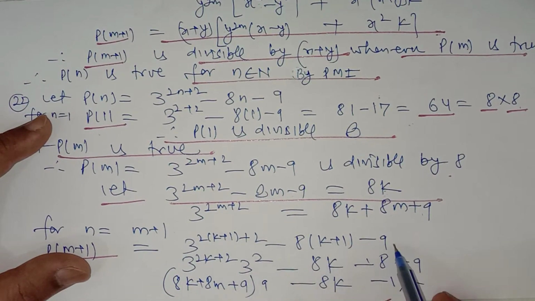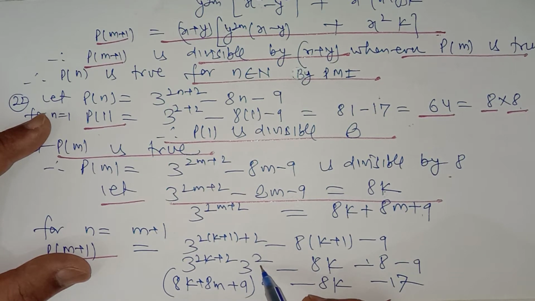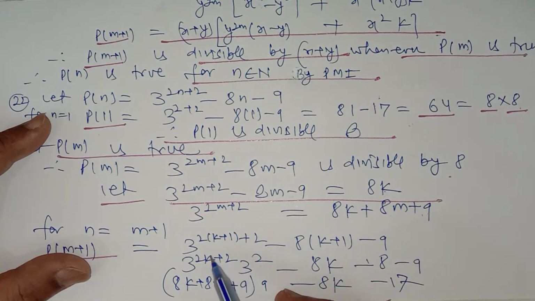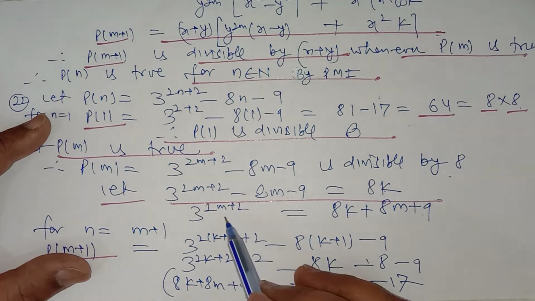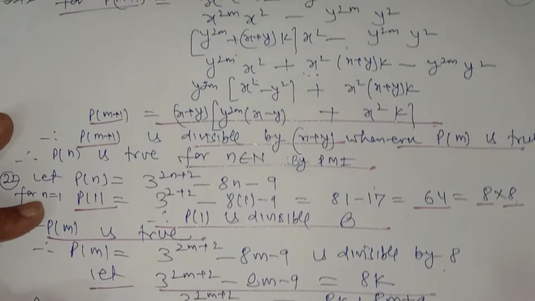Open the bracket and arrange the first term. For this first term, I can write 3 raised to power 2m plus 2 and 3 raised to power 2, like this. Simple rearrangement is there, because the value of this I know, which is equal to 8k plus 8m plus 9. The value of 3 raised to power 2m plus 2 is 8k plus 8m plus 9. Replace it here. Open the bracket.